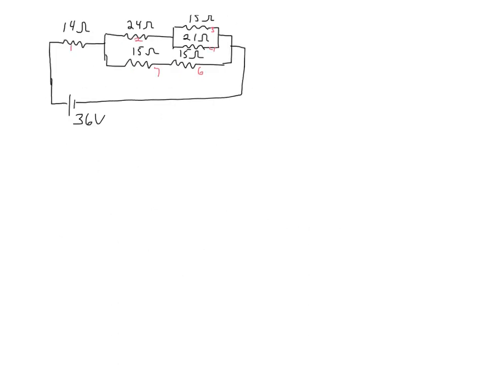Problem number 5. This one's a little more complicated. We're finding the total resistance and total current in the circuit. So we're going to do this the same way we did the last one. We're going to work from the inside out. So first thing we're going to do is find the total resistance of 3 and 4. Then we're going to find the total resistance of 6 and 7. Then we're going to find the total resistance of 2 through 4. Then we're going to find the total resistance of 2 through 7. Then we're going to add 1 to that, and that'll be our total resistance. Then we're going to use V equals IR to find our current in this circuit.